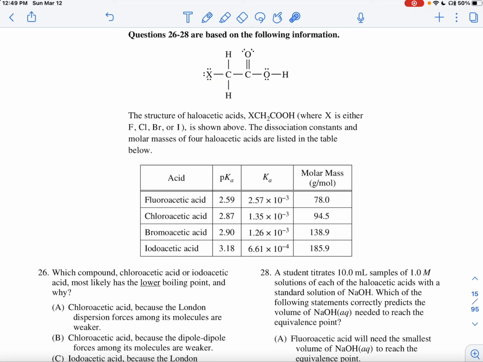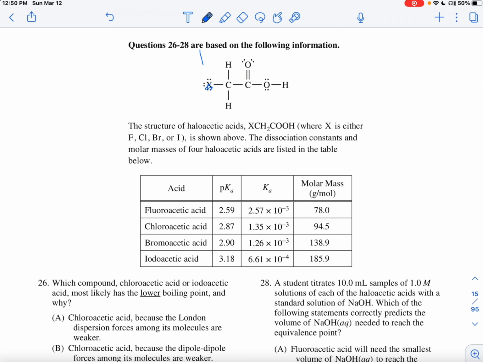Fluoroacetic, chloroacetic, bromoacetic, iodoacetic. Okay, it's just a sample of those. There's nothing else in there. There's no water. So we're just taking a look at this. Okay. The trick here is that all of them have hydrogen bonding, and all of them have dipole-dipole because they all have this. The only difference here is that for fluoro, this X is an F. For chloro, this X is a Cl. For bromo, it's a Br. And for iodo, it's an I.